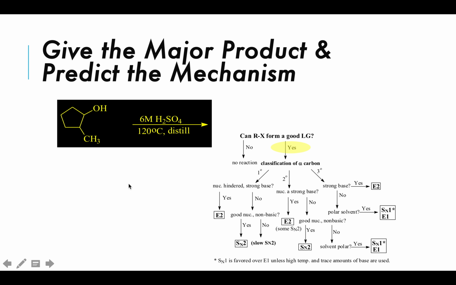Now, what kind of carbon would it be? It's a secondary carbon, secondary alcohol. Is my nucleophile a strong base? No. Do I have a good nucleophile that isn't basic? No, because the sulfate ion is not a good nucleophile.